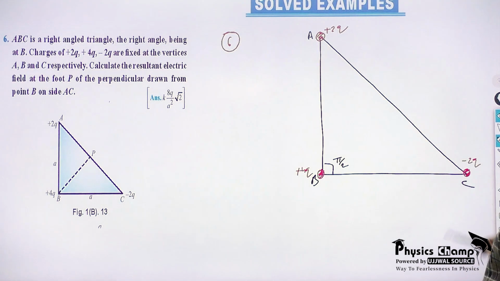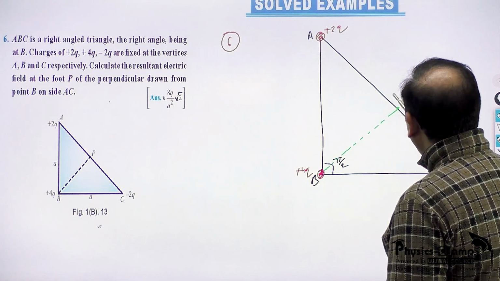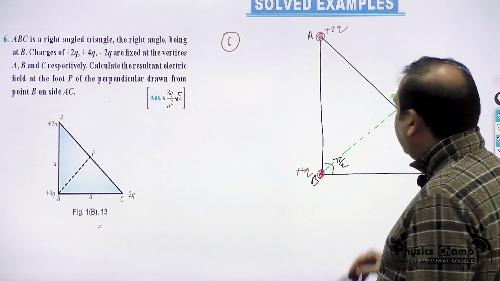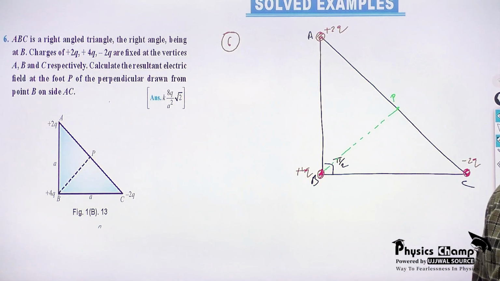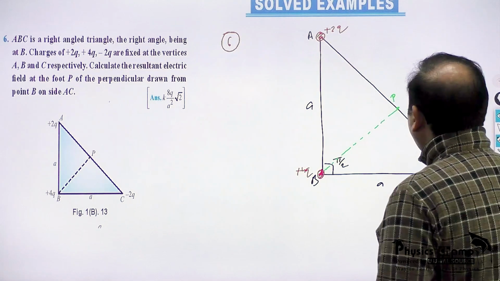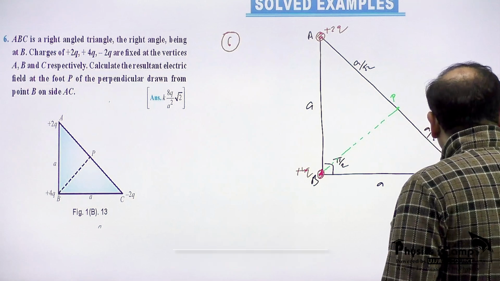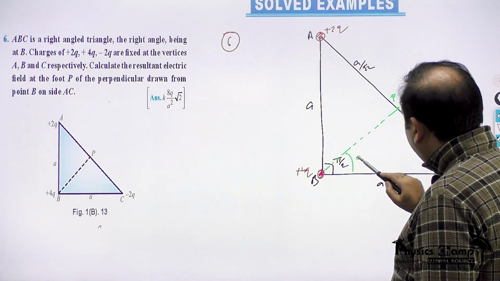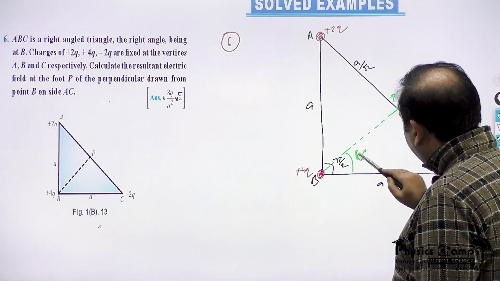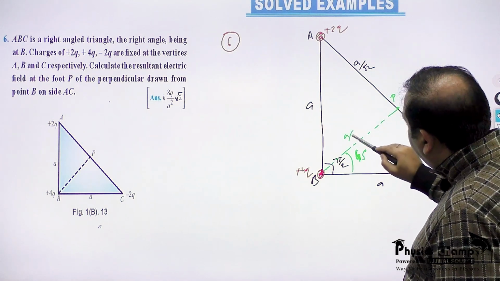So from B, there is a perpendicular drawn to P, and the foot of the perpendicular is P. We want the net electric field at P. If each side of the triangle is A, this whole will be A root 2 and each half will be A by root 2. Similarly, if this is the perpendicular bisector, this is 45 degree and this is A cos 45 degree, A by root 2 again.